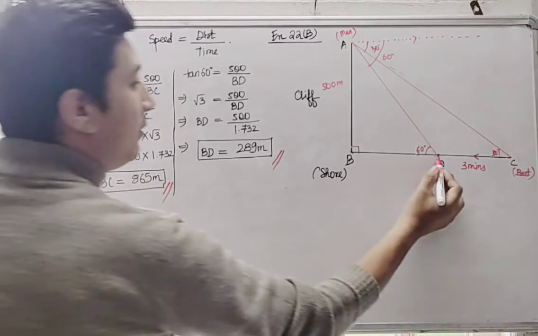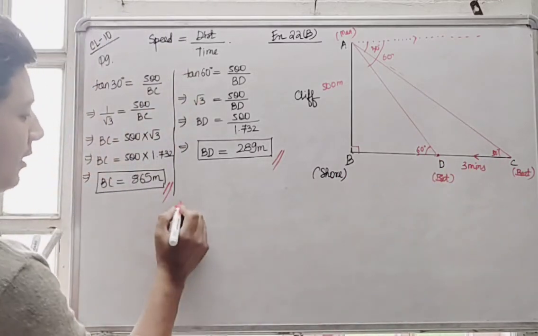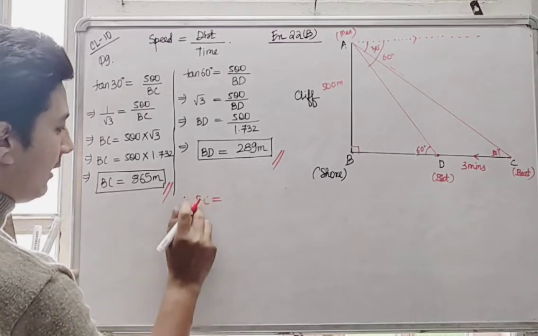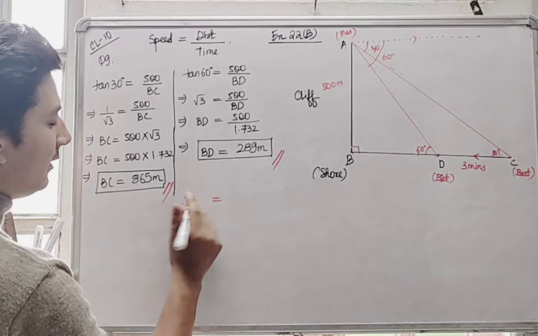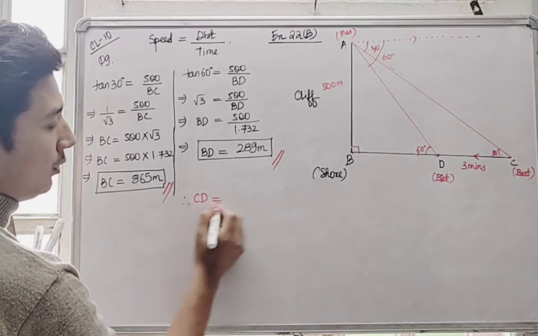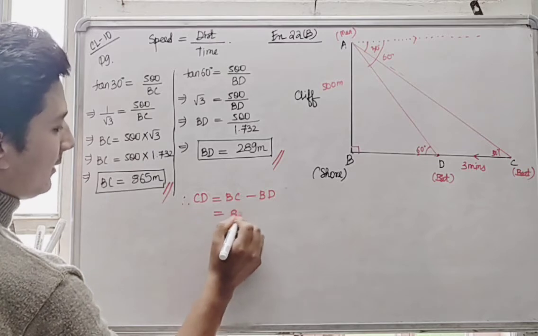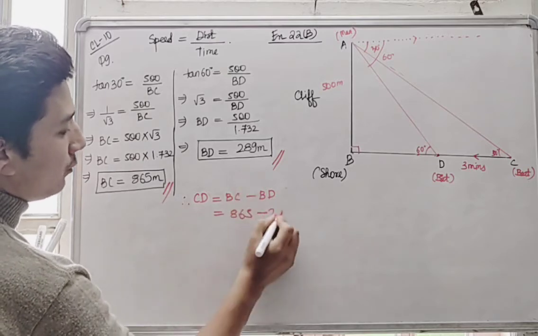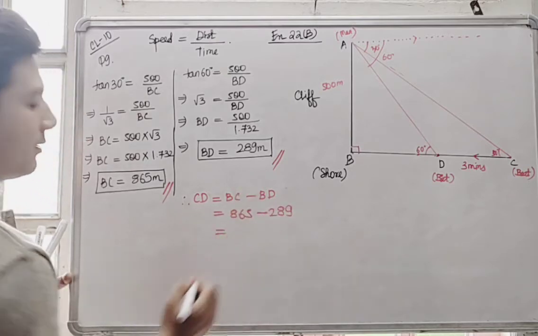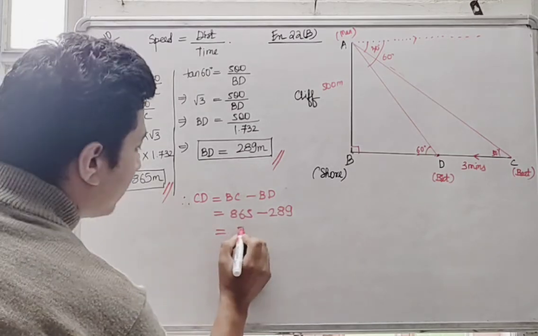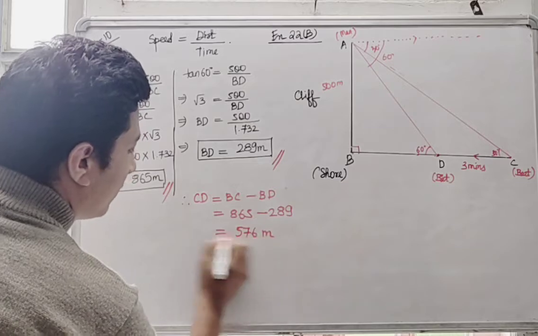So therefore I can easily find DC or CD. You can write down CD or DC. I'll write CD. CD equals BC minus BD, and BC is 865, BD is 289, and if you subtract it you will get 576, I guess. Yes, 576 meters CD.